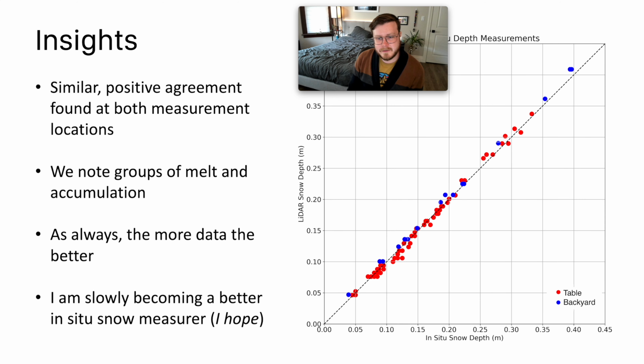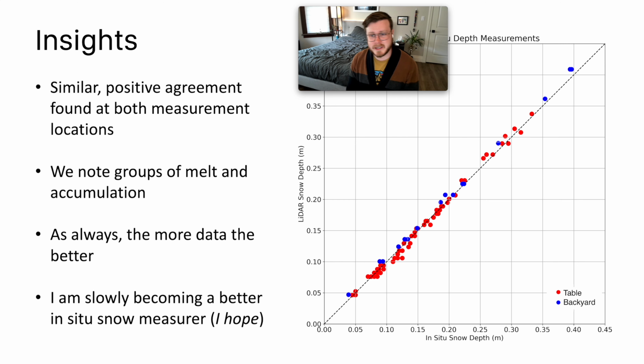Some insights: if we do a scatter plot, this is just showing again the very similar estimates we get between in situ snow depth on the X-axis and the LiDAR snow depth estimates on the Y-axis. In red is the table, and in blue is the backyard. We see similar positive agreement from both sites at both locations.